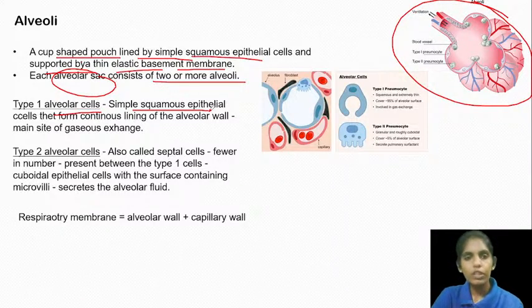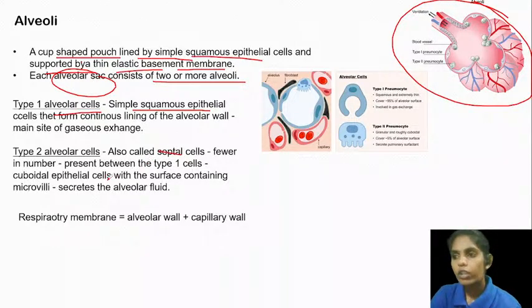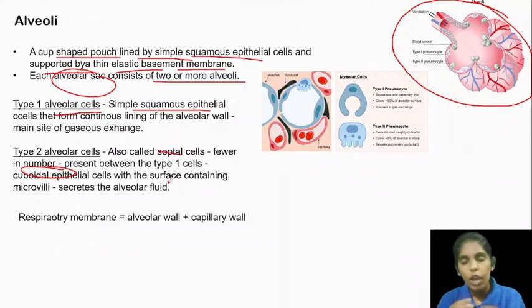And the type 2 epithelial cells are also known as the septal cells. They are present in few numbers, not as much as the squamous cells. They are present between these squamous cells, and they are cuboidal in shape. So what is the function? They will secrete the alveolar fluid, and they will help in maintaining the alveoli in moist conditions.